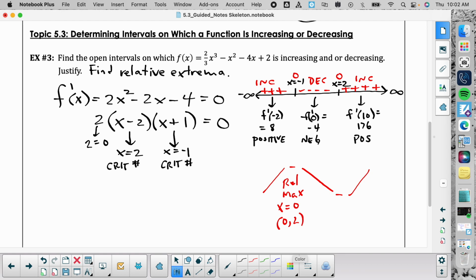Wait, how is it x equals 0? I thought it was, isn't it x equals negative 1? Because I read the wrong number. Oh. Good. I thought I was starting to get it. Yeah, that would really have screwed you guys up. Yes.